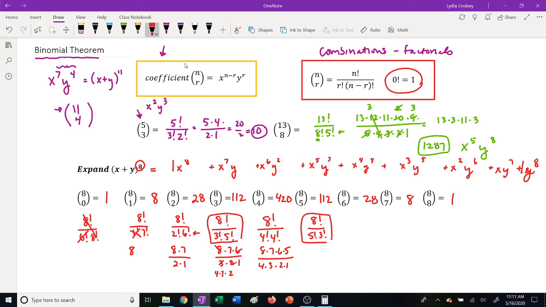And I can pop these numbers now up in here. Oh, I'm missing a couple here. Thank goodness for erase, right? Plus 28. And then I'm going to have my 112 here, my 420, and then I reverse.